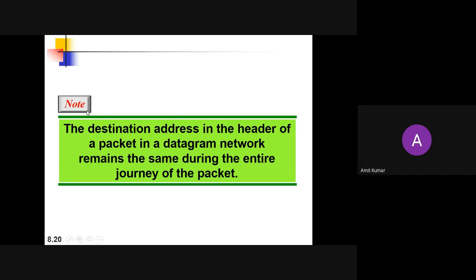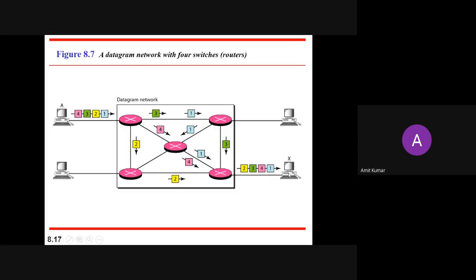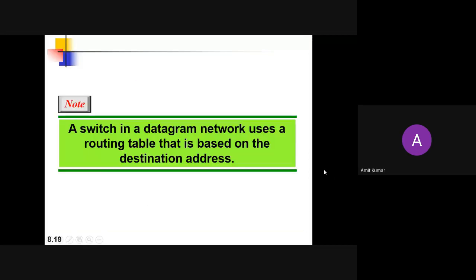So the destination header of a packet in the datagram network remains the same during the entire journey of the packet. It will be the same because it's a destination address, the address of the X where you want to send the message. So that's why it will always remain the same.